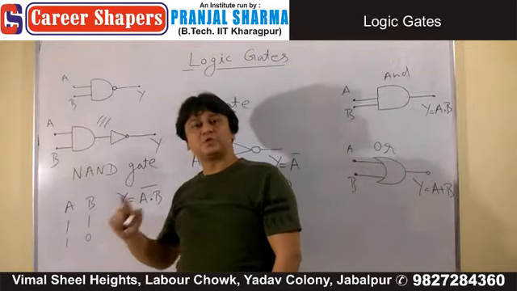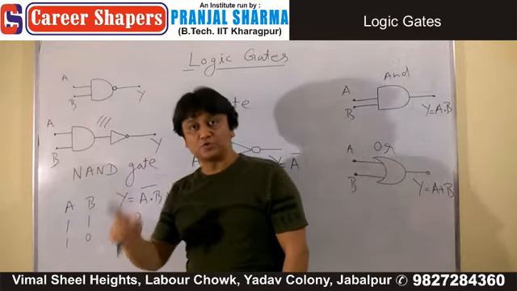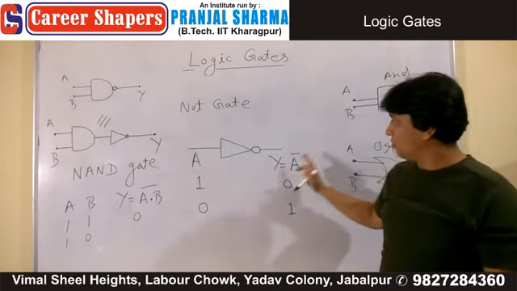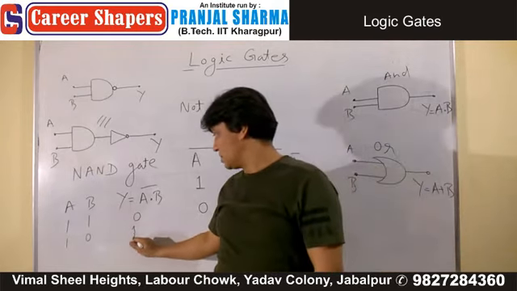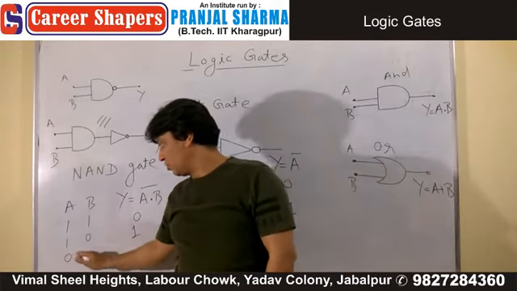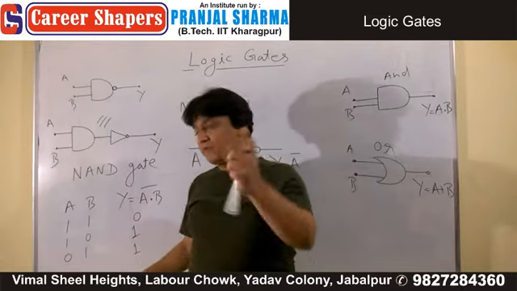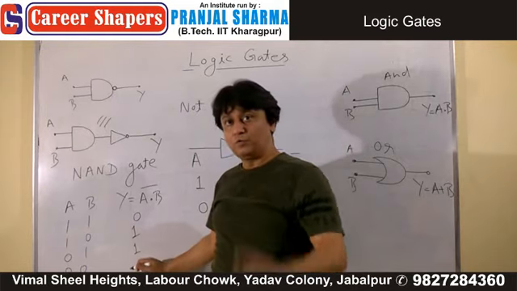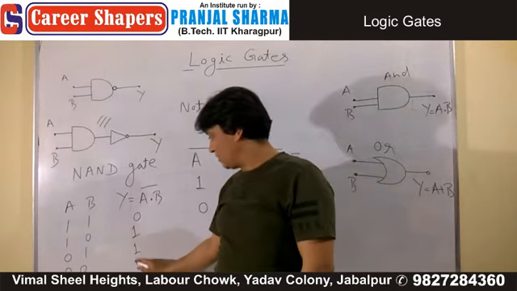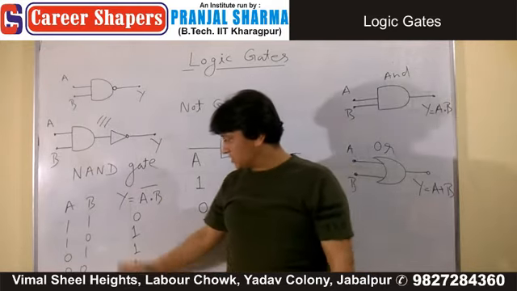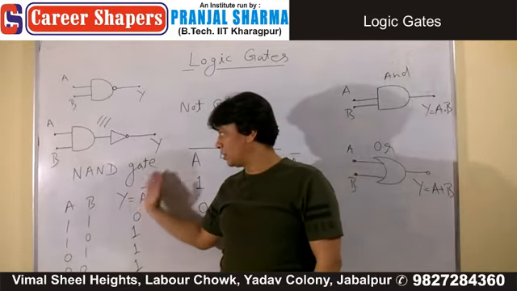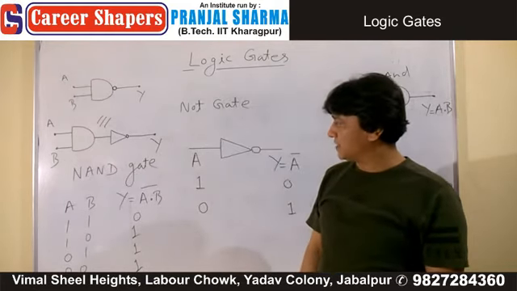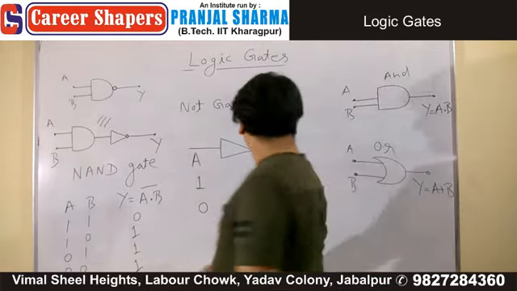1, 0. What is the product? 1 into 0, which is 0. 0 bar is what? 1. If I give you 0, 1, same thing. If I give you 0, 0, then you get 0 for AND. For NAND, you get what? 1. This is the truth table for NAND gate. Note down this truth table for NAND gate.